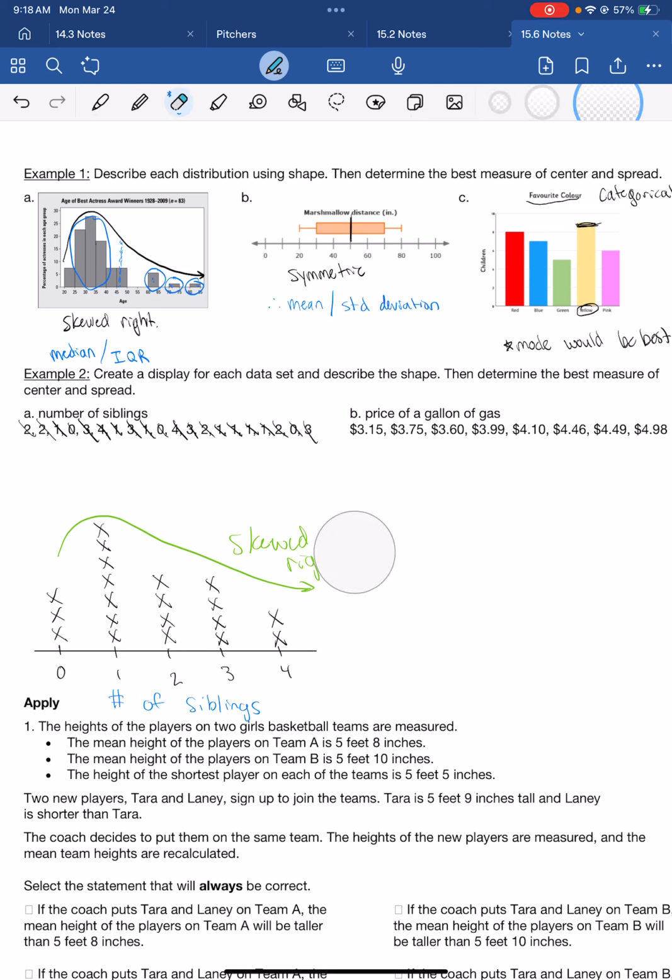Skewed out here to the right, because if we drop the ball would fall this way. All right, so that's our line plot. Now, what does this mean?